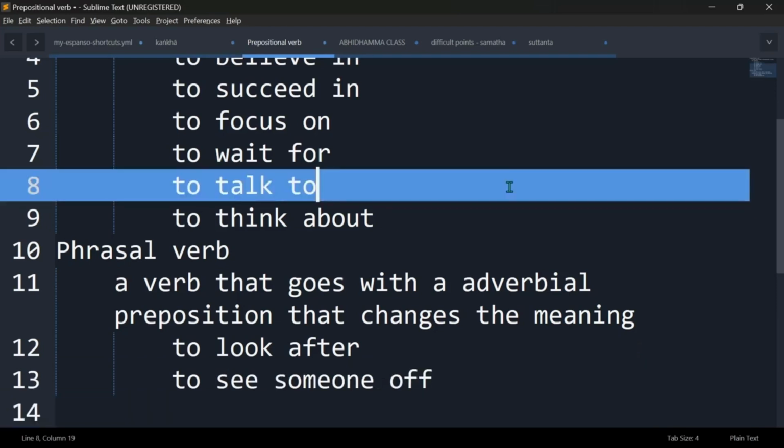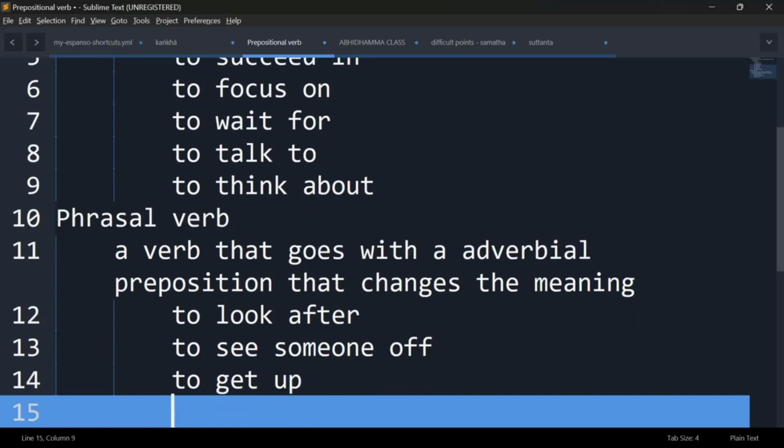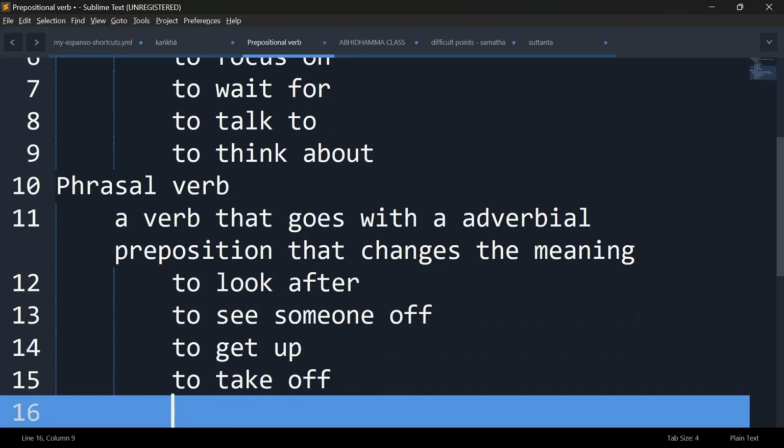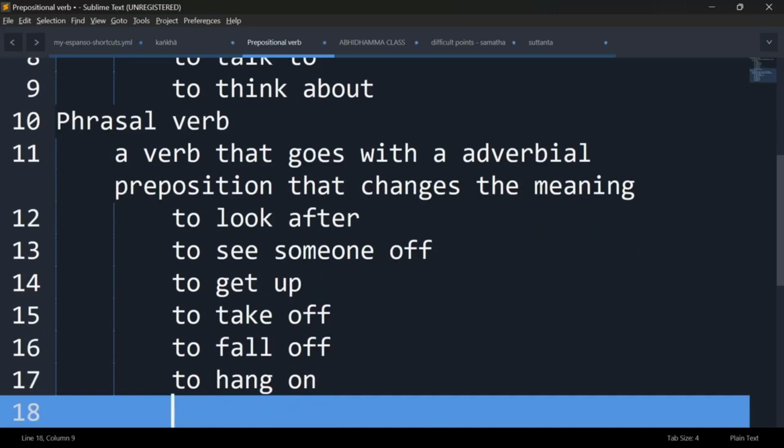It's another topic that we haven't touched much. To see someone off, or to get up, to take off your clothes, to fall asleep. I think asleep is not a preposition, maybe. I'm not sure. Fall off? Yes, to fall off, I think. Not very sure about this one. To keep on. Hang on, it seems very clear. To hang on. Hang up.